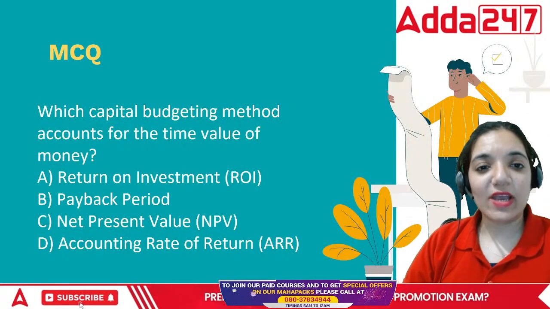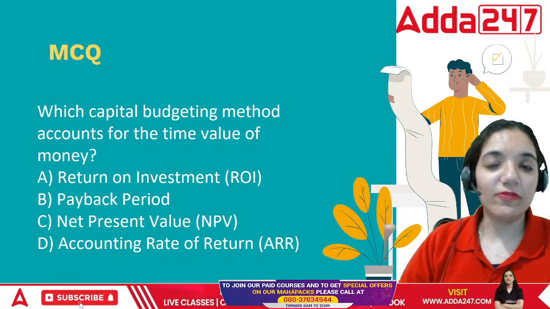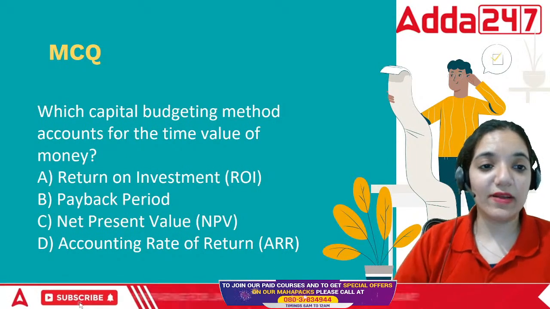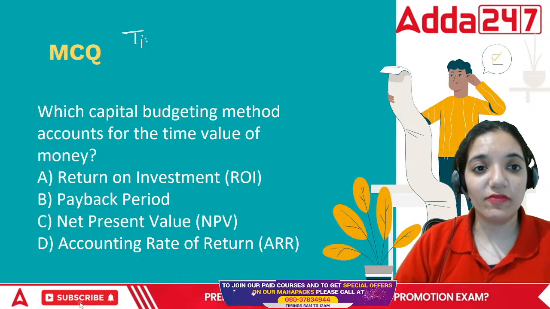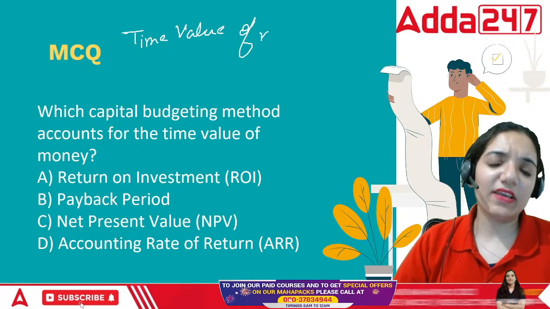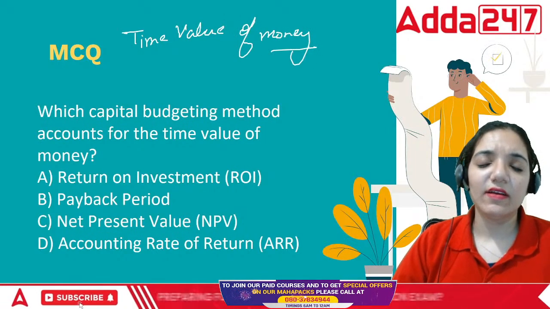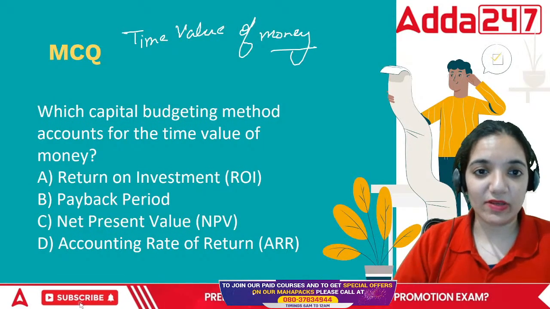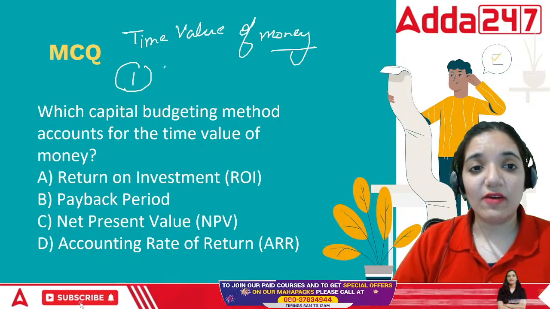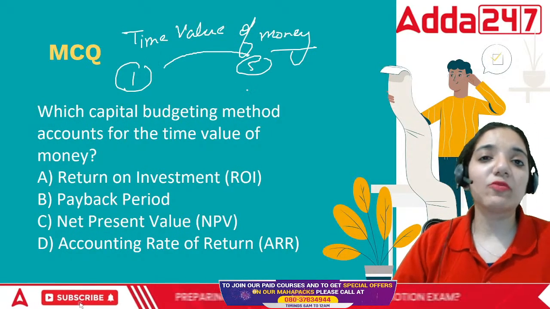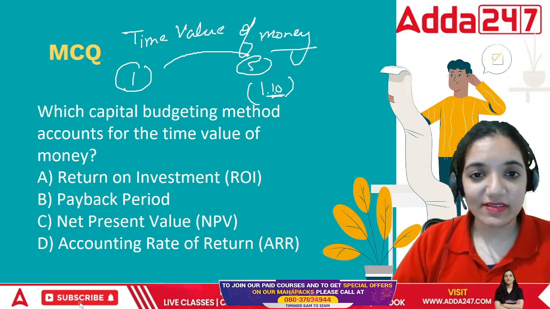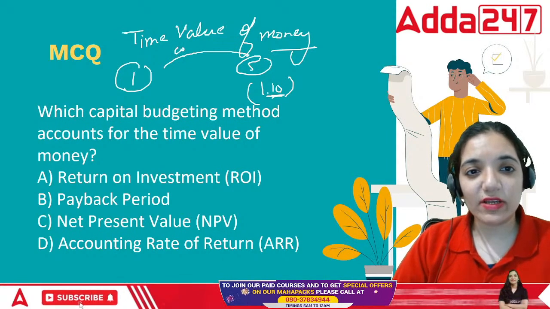Next point. Which capital budgeting method accounts for time value of money? What do you mean by time value of money? Time value of money can be defined as the value of money changing over a period of time. If I have 1 rupee today and I invest it in the market, after 5 years, what would be the value of this money? 1.10 maybe. That's because of interest. This part is called compounding.